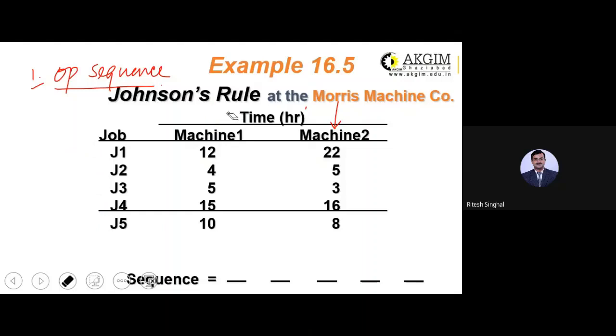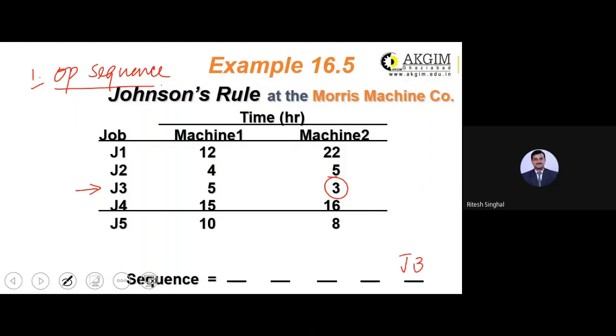I remove all the notations and going to write these things. So number 1, find out the minimum time in both the machines. Yes, the minimum time is 3. And we have seen in Johnson's algorithm that if minimum time is on machine 2, then schedule this job as late as possible. So schedule this job J3 as late as possible.